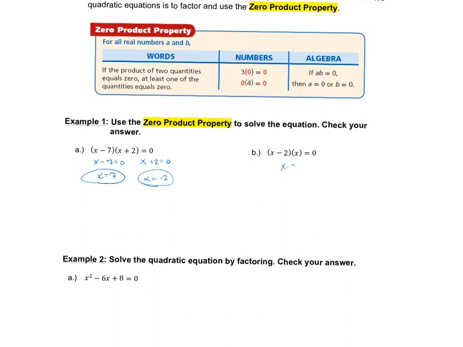In the next one I'd have x minus 2 equals 0 and x equals 0. So one's already solved for me. The first one I'd add 2 to both sides and I get x equals 2.